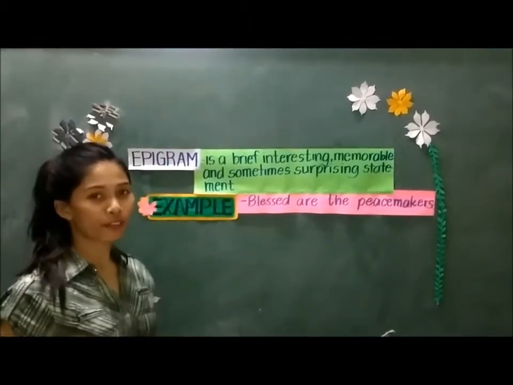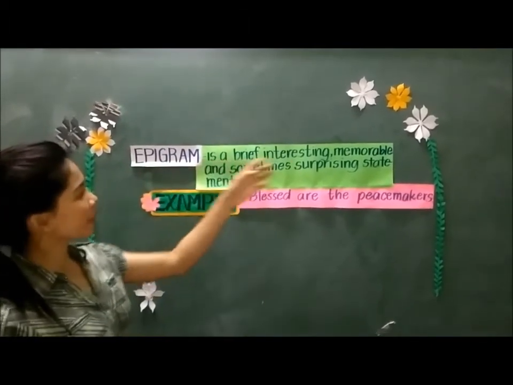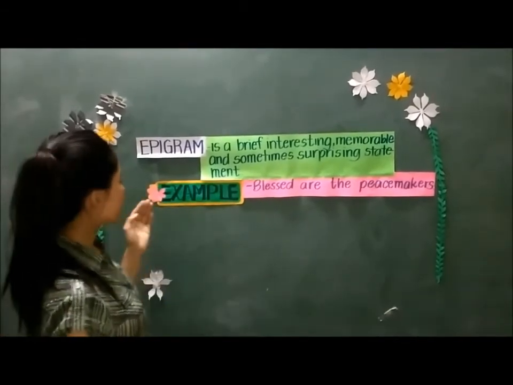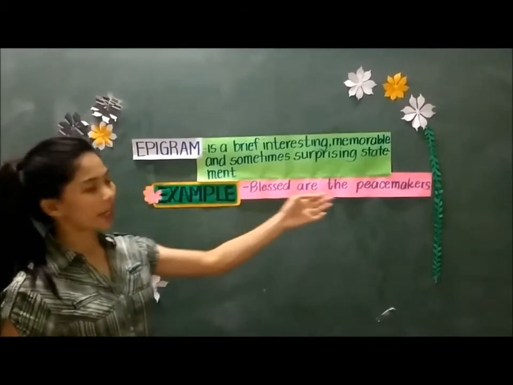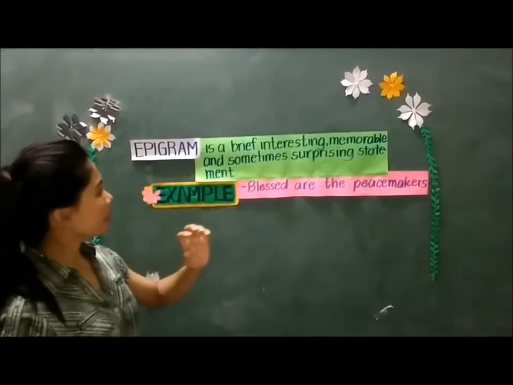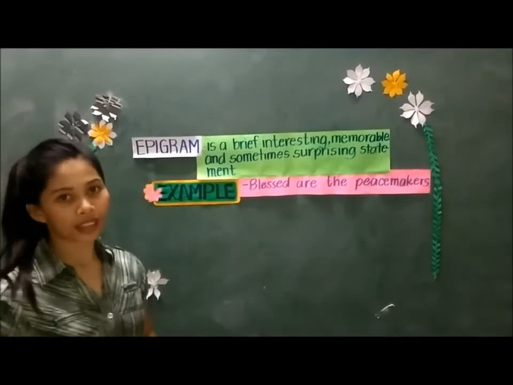The third figure of speech under contrast is epigram. So it is a brief, interesting, memorable, and sometimes surprising statement. Example is, blessed are the peacemakers. So this example is a very brief yet interesting and memorable statement.